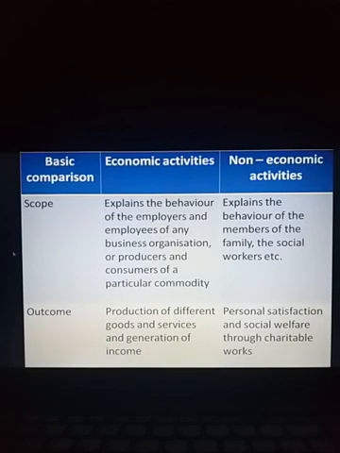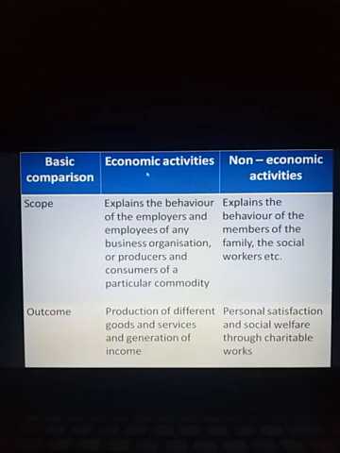Come to point number 3, the third point, a difference on the basis of outcome. How can you differentiate when you observe? Remember, production of goods and services and generation of income.